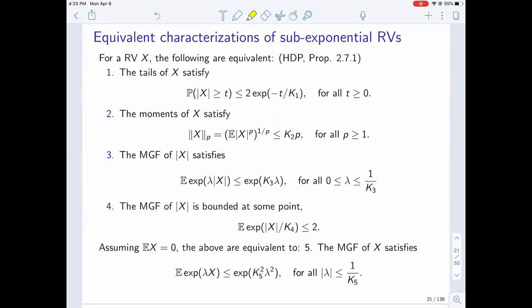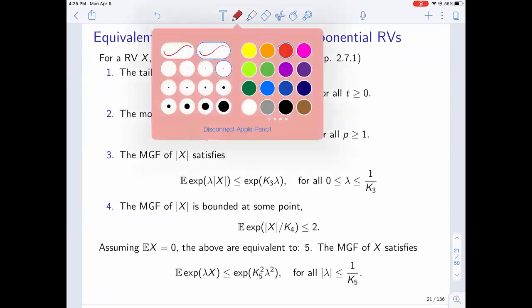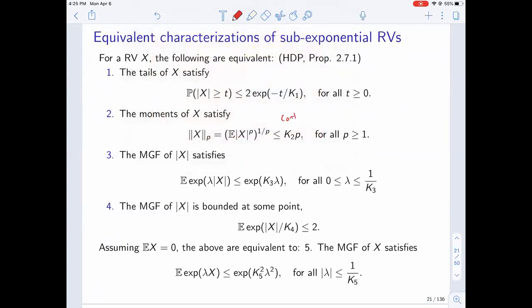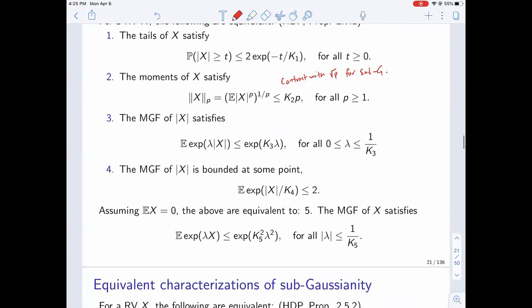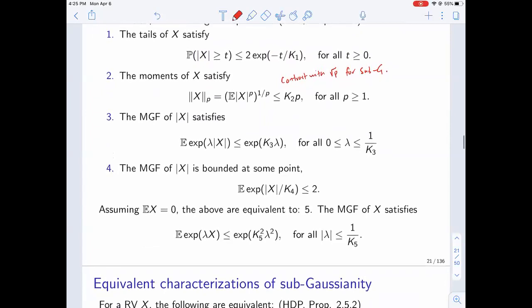The moments grow like p. The p-th moment grows like p, in contrast with root p for the sub-Gaussian case. The other one is that the MGF of the absolute value of X is finite in a neighborhood of zero, but the neighborhood has to be positive.